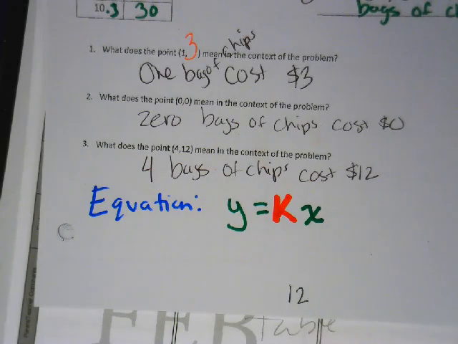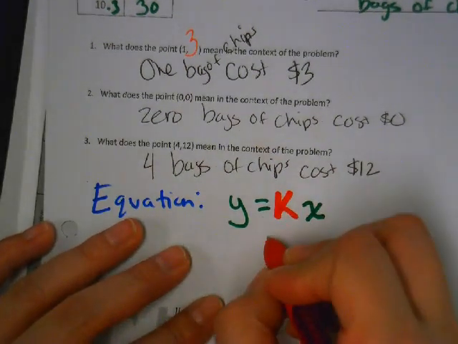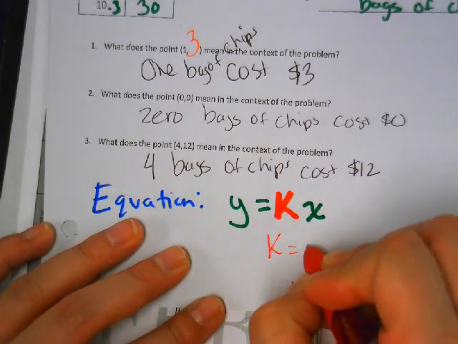What do you think k stands for in these problems? What does every single problem in this packet have in common? Money. It does not start with k. Oh, rate. Unit rate. So k equals your unit rate.